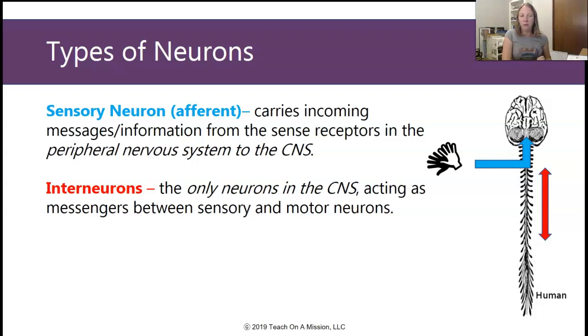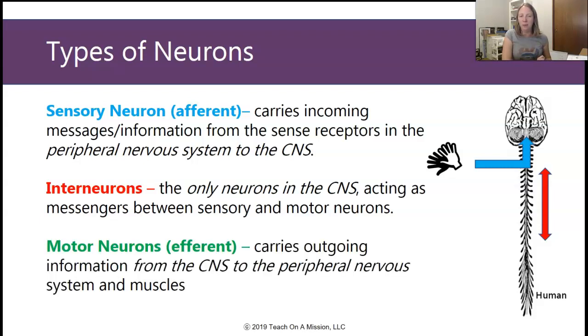And this will start to make more sense the more we get into the other type, which is the motor neurons. And these are your efferent neurons, and they carry outgoing information from the central nervous system to the peripheral nervous system and its muscles, and your body's muscles.